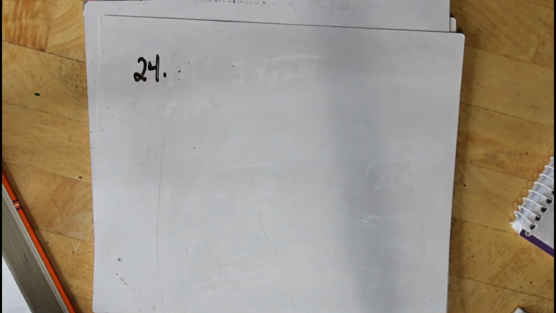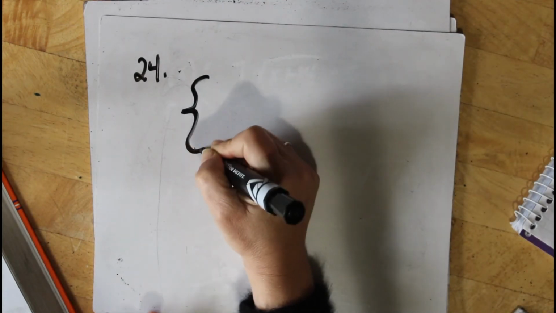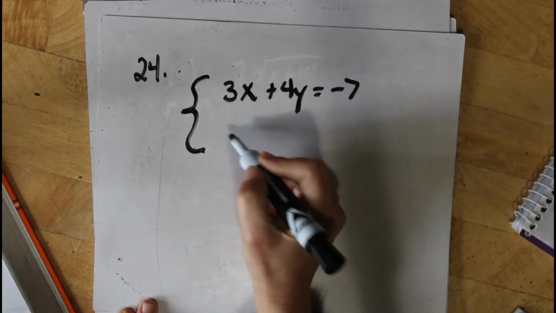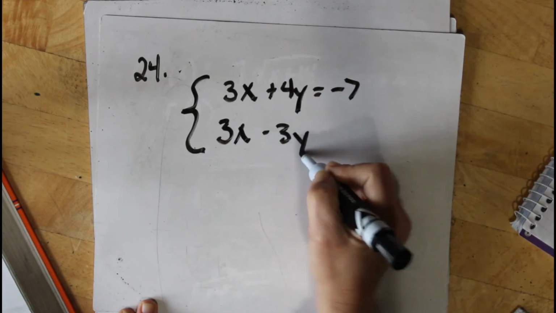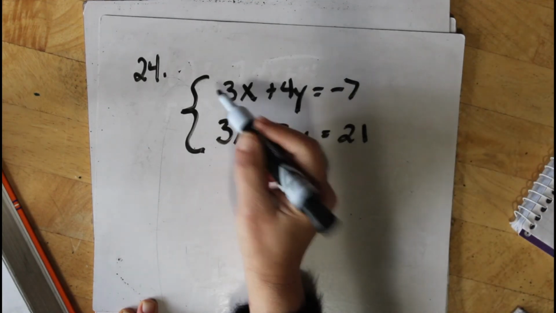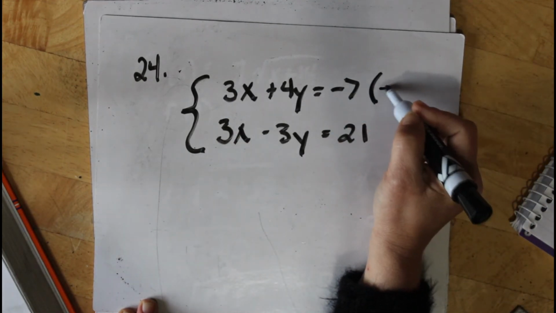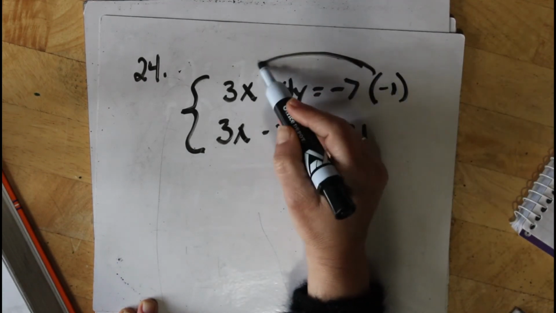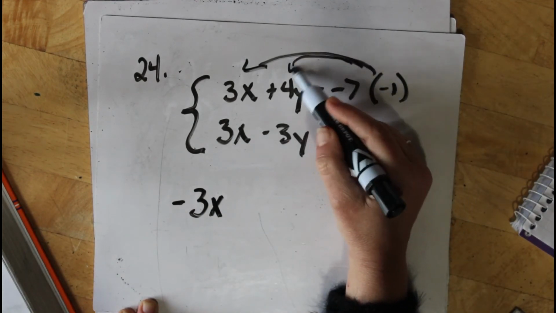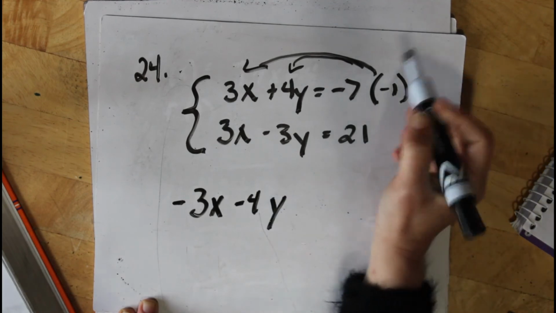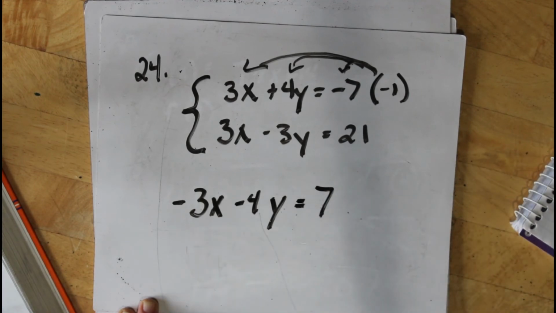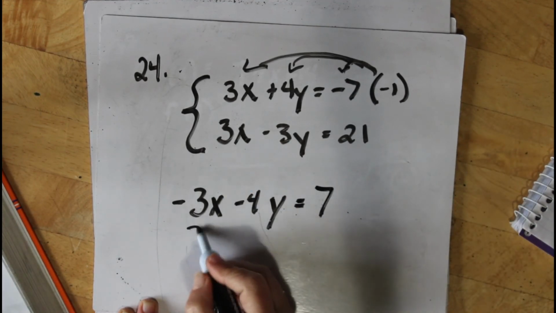24 is a system of equations, and it's 3x plus 4y equals negative 7, and 3x minus 3y equals 21. This one's real easy because we have a 3 and a 3. We just got to make one of these be negative. So I'm going to multiply this whole top equation times negative 1. So negative 1 times 3x would be negative 3x. Negative 1 times 4y would be negative 4y. Negative 1 times negative 7 would be positive 7.